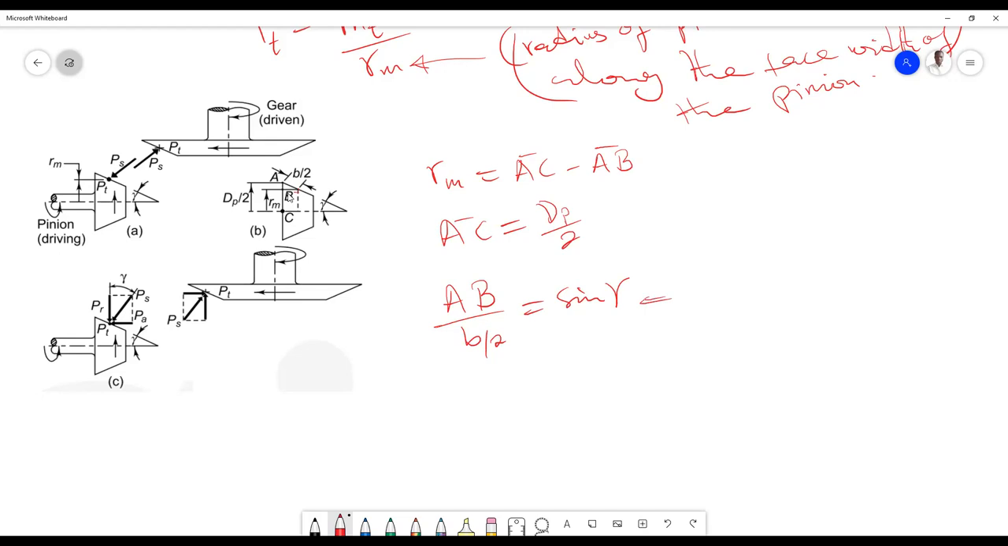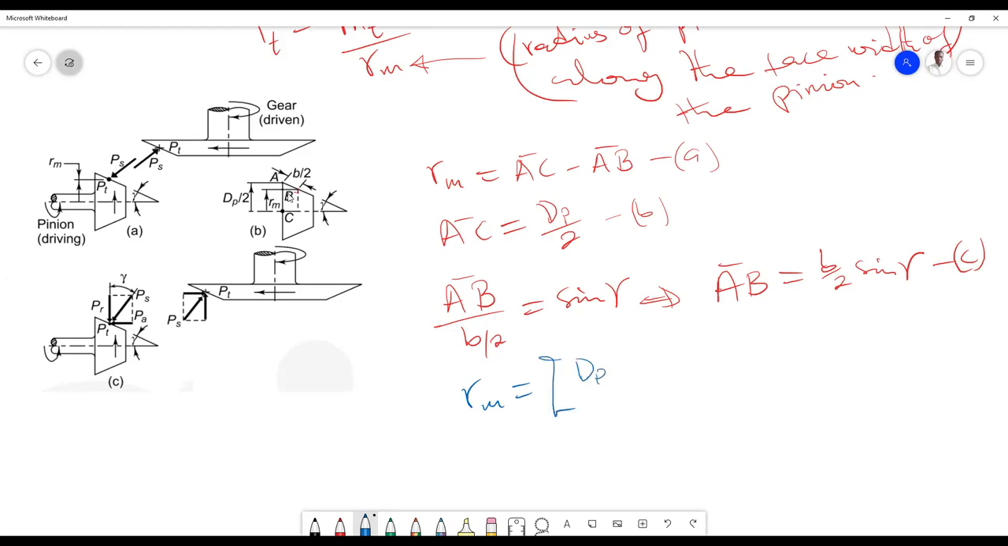Or we can say that line AB is equal to B on 2 sine of gamma. And if we take this one here and this value and substitute into this equation, let's call this one A. If we take B and then C and substitute into A, we are going to have the value for RM to be equal to DP on 2 minus B on 2 sine gamma.